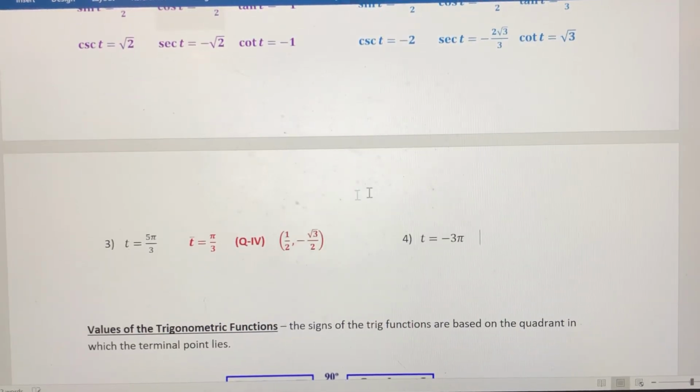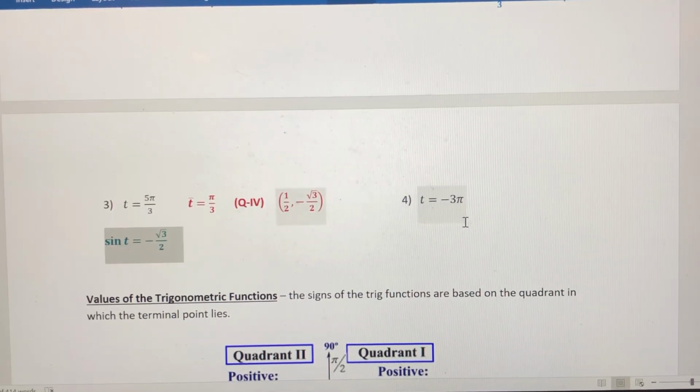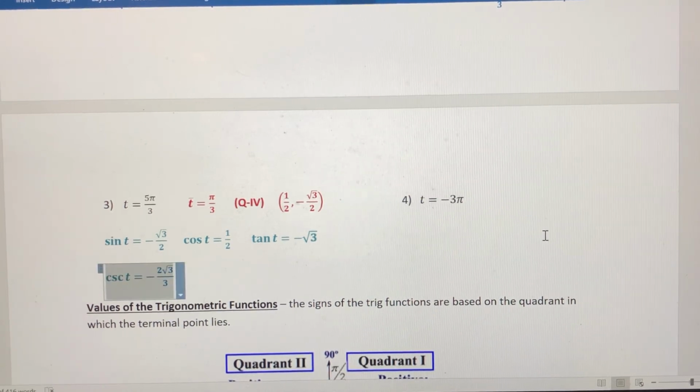So because I'm in quadrant 4, x is going to stay positive, so positive 1/2, and that y value will be the negative version, or negative radical 3 over 2, okay? So sine of 5 pi over 3 is going to be negative radical 3 over 2, the y value. Cosine is going to be positive 1/2. Okay, tangent is y divided by x, so that's going to give me a negative radical 3. Okay. Cosecant is going to be 1 over this, or the reciprocal of sine, so it's going to give me negative 2 radical 3 over 3.